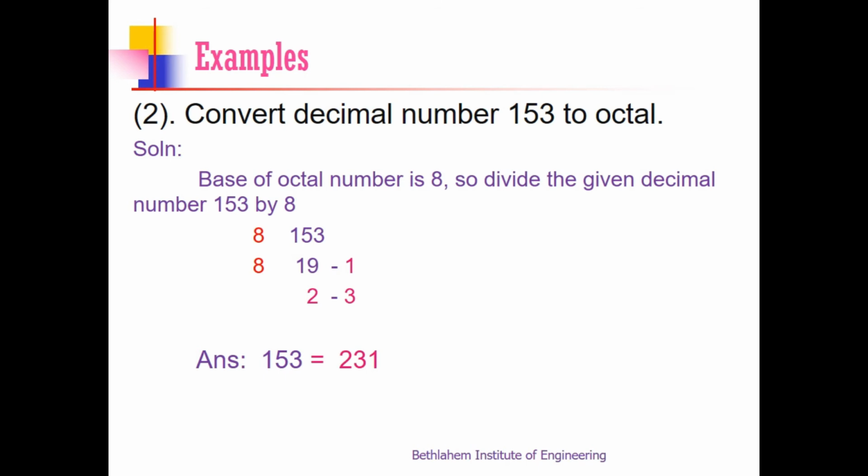While dividing 153 by 8, the quotient is 19 and the remainder is 1. Further dividing 19 by 8, you will get the quotient as 2 and the remainder is 3. Then you can't divide further, so we can stop with this and you have to write the answer from bottom to top. That is 2, 3, 1. And you have to represent the base also. The given number is in base 10.